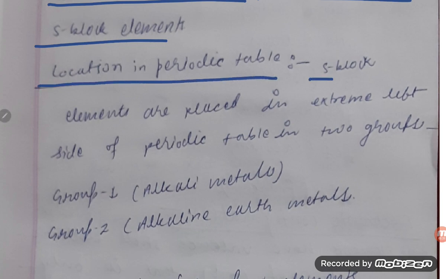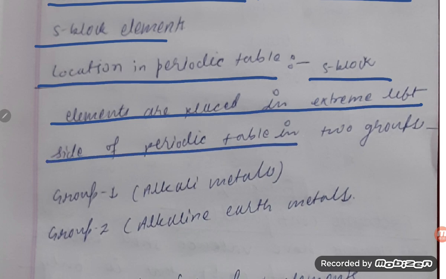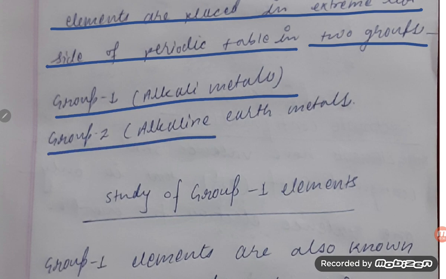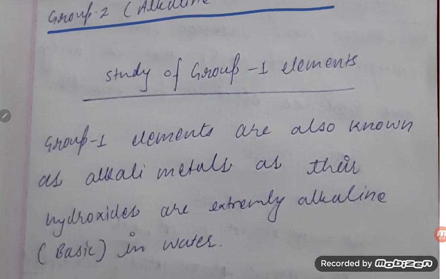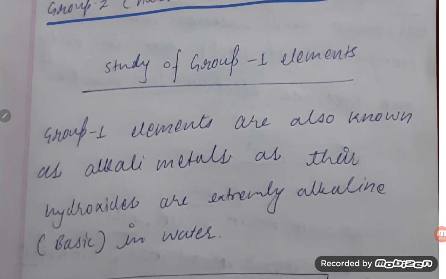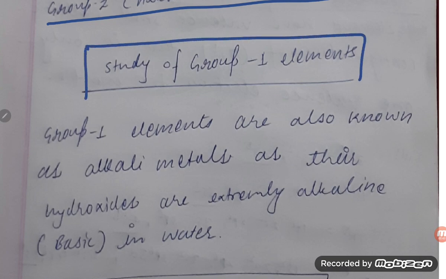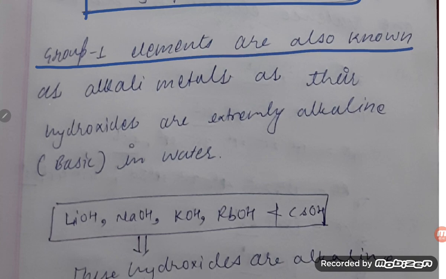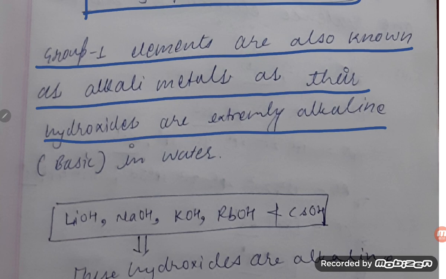Location in the periodic table: S block elements are placed on the extreme left side of the periodic table in two groups. Group number 1 is the alkali metals and group number 2 is the alkaline earth metals, right? So let us have a look at group 1, students. Group 1 elements are also known as alkali metals as their hydroxides are extremely alkaline or basic in nature.